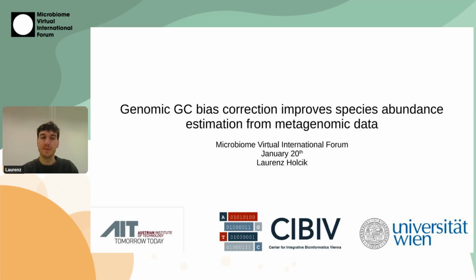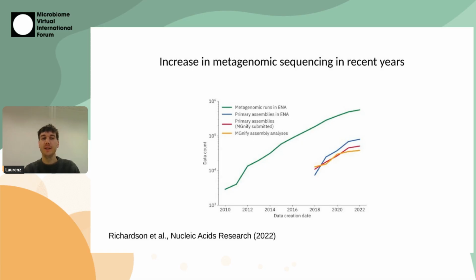for species abundance estimates. So in recent years, there has really been a huge increase in the number of metagenomic sequencing samples that has been done. Here is some data I took from the MAGNIFY study. They plot, you can see in green, the number of metagenomic samples on a logarithmic y-axis that has been submitted to the European Nucleotide Archive. So we have this huge amount of data from all of these studies now.